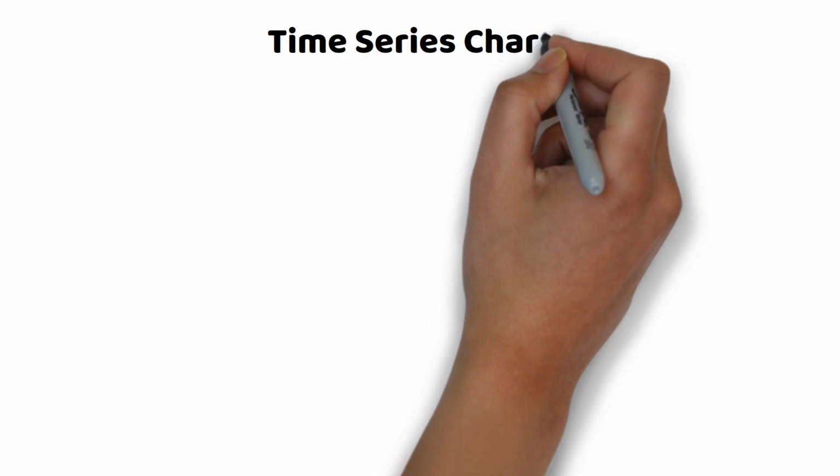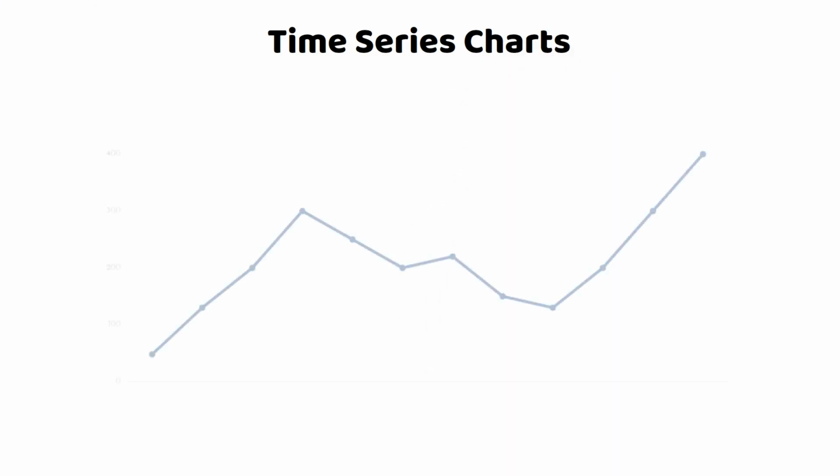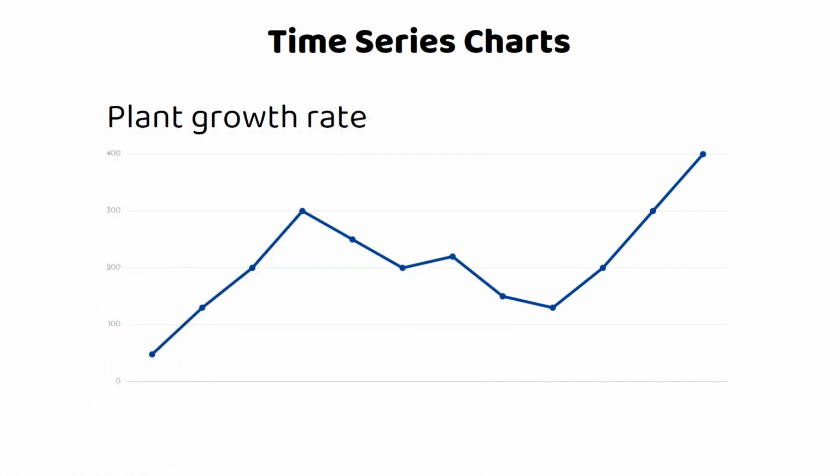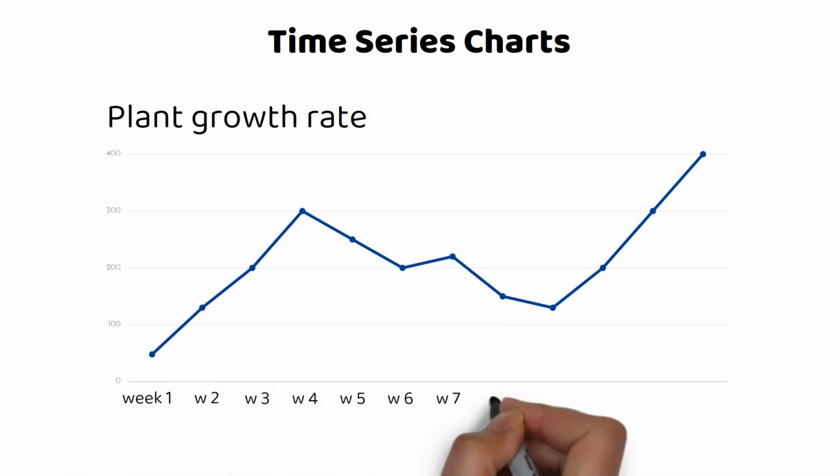Time series charts display values against time. If you were tracking the growth of a plant, this chart would show its height changes over successive days. A plant's growth is documented over weeks. Each week, its height is plotted, showing a trend of how the plant grows over time.